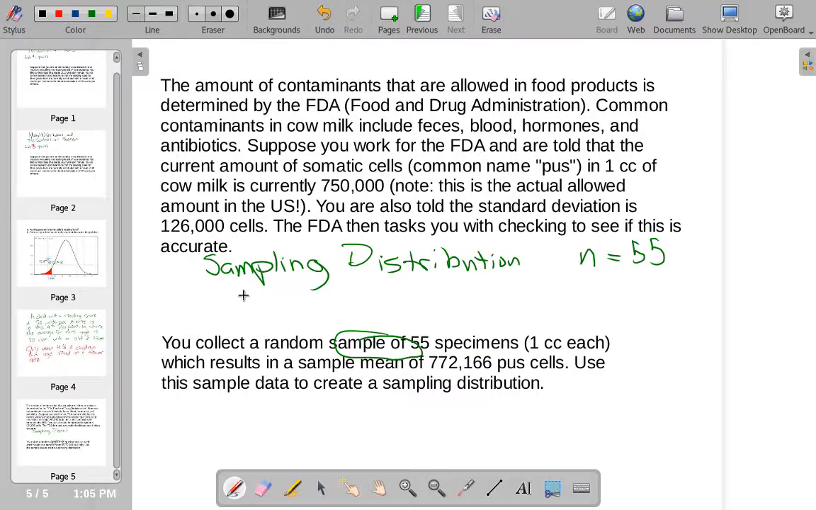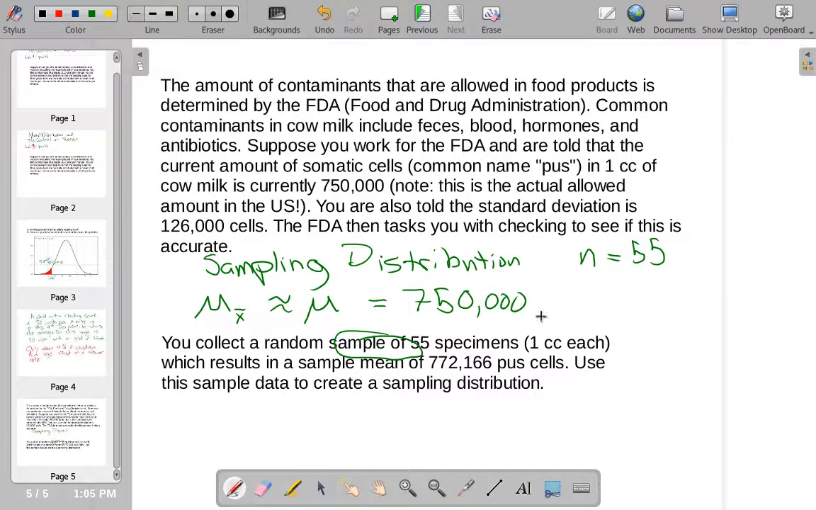Now the mean of the sampling distribution, we call that, let's use the proper symbol, mu with a subscript x bar. Okay, so that means the mean of sample means, and that's the mean of a sampling distribution, is approximately equal to the mean of the population if your sample size is big enough. Okay, sample size should be at least 30. I have 55. That's good enough. So in this case, the mean of my sampling distribution is going to be approximately 750,000.